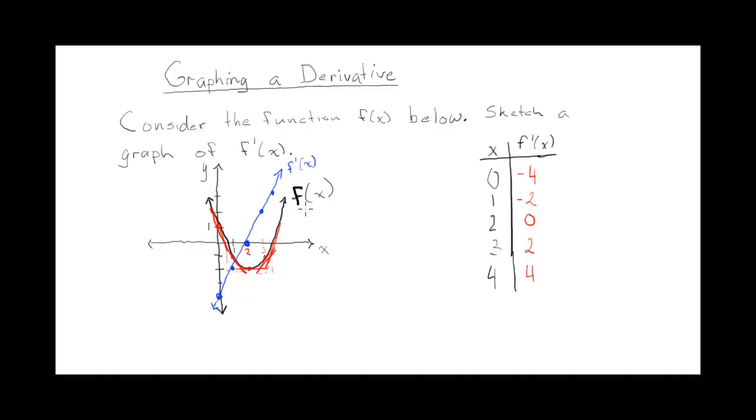Now in this case, we did know that f was a parabola, and we've calculated the derivative of parabolas, and we know that the derivative of a parabola is going to be linear, so it does make sense that this is a straight line. If it wasn't, we know something went wrong.